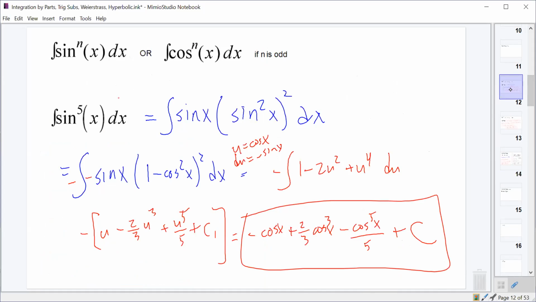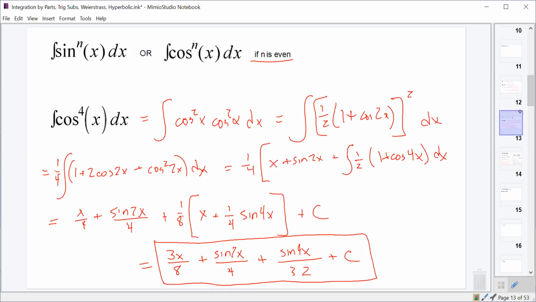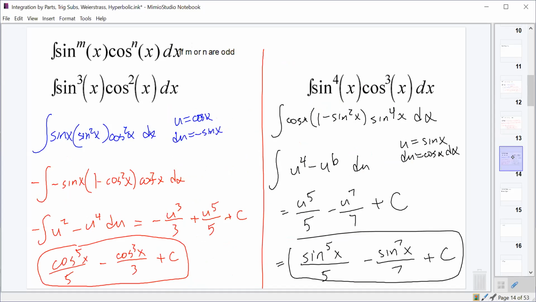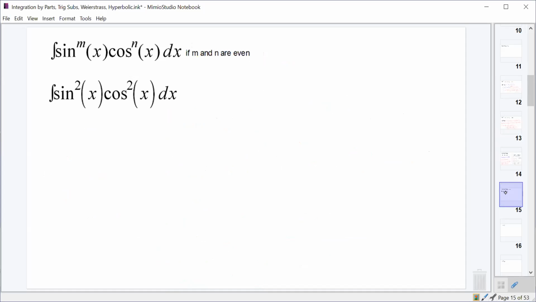So single trig function, sine or cosine odd should be a u sub. Single trig function power, so with sine or cosine, power is even, power reducing. Both sine and cosine, at least one of them odd, u substitution. Both sine and cosine, both of them even, what do you think we should do? That's right. We should use power reducing.